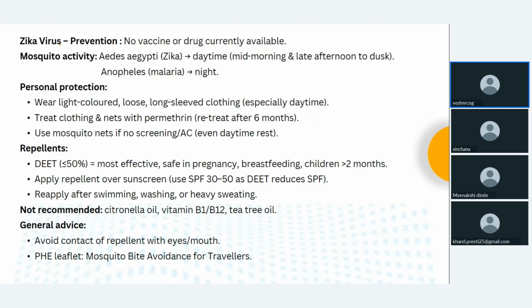Treat clothing and nets with permethrin. Retreat after 6 months. Use mosquito nets if no screening or AC, even in the daytime. Repellents: DEET at 50% or less is most effective, and it is safe in pregnancy.